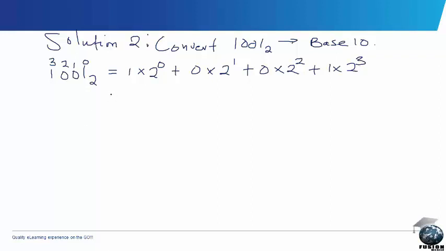All right, on the next line you have 1 times, remember that anything raised to the power 0 is 1, plus you have 0 times 2 raised to the power 1 is 2, plus you have 0 times 2 raised to the power 2 is 4, plus you have 1 times 2 raised to the power 3 is 8. I think this example is simpler.